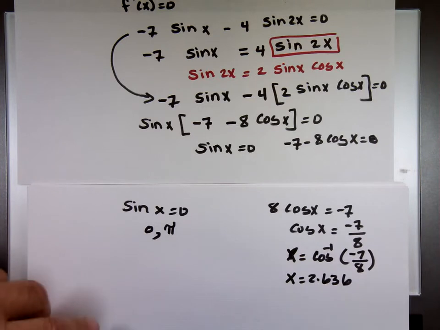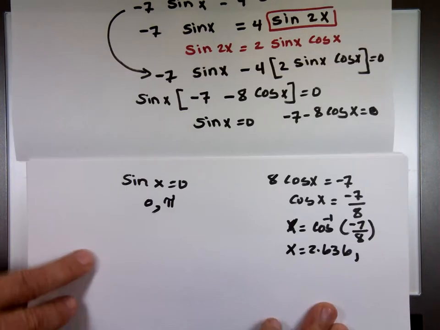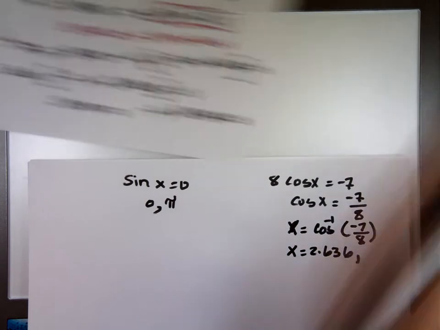And there's another number, actually, by the way, where the cosine is negative. What's the other value?